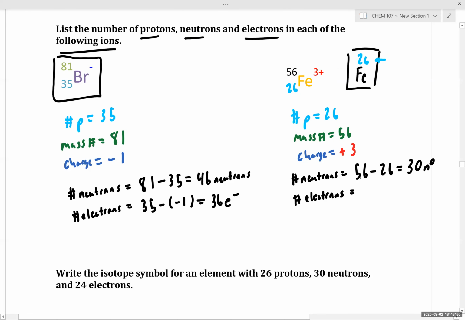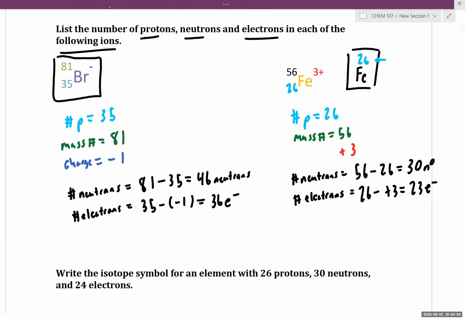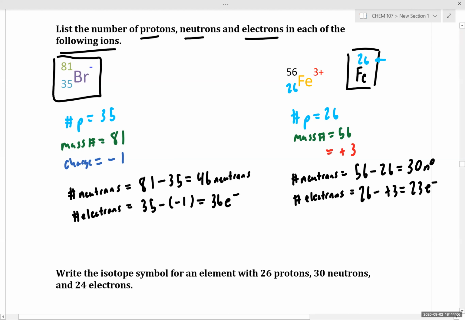So for our number of electrons, we take our number of protons, which is 26, minus the charge, which is +3. And that gives us a total of 23 electrons. There we go. And the charge is found up here in the upper right-hand corner.